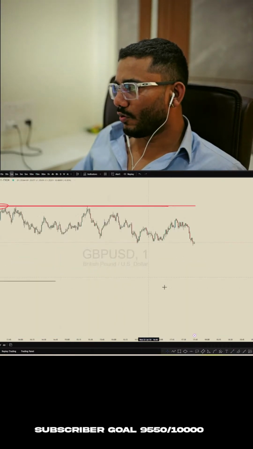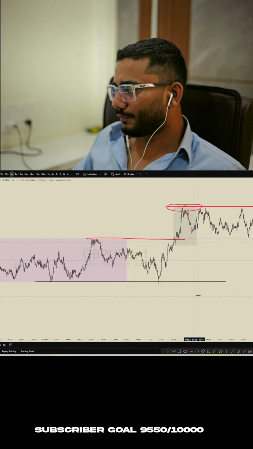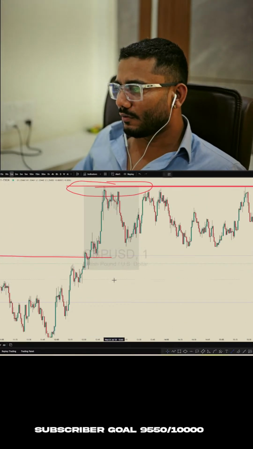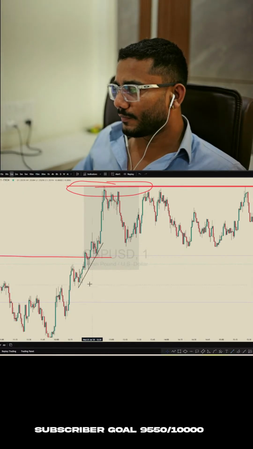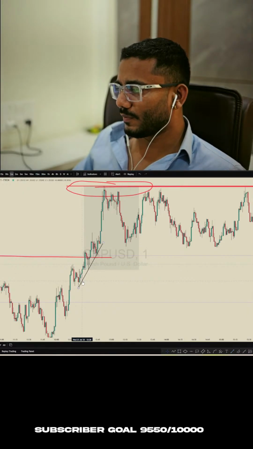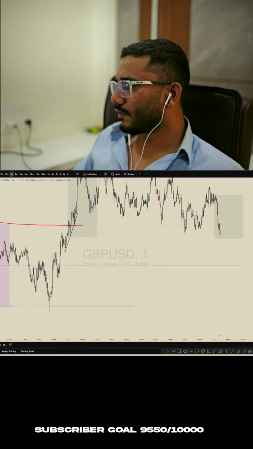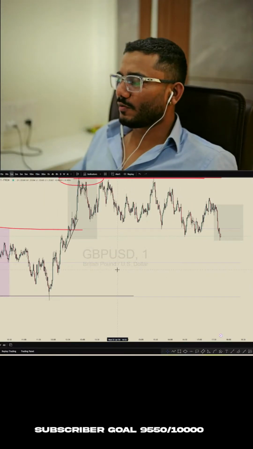If we go on a lower time frame, like on 1 minute, we can see that this is our new trend line liquidity. Here we can see price sweeps this liquidity again. It mitigates the structure, so we are not looking for a structure mitigation. We are just looking for an order block which is not mitigated.